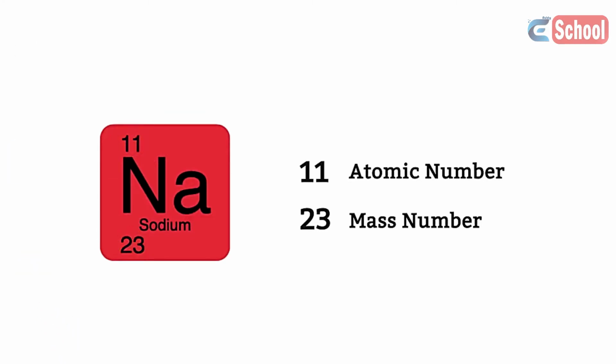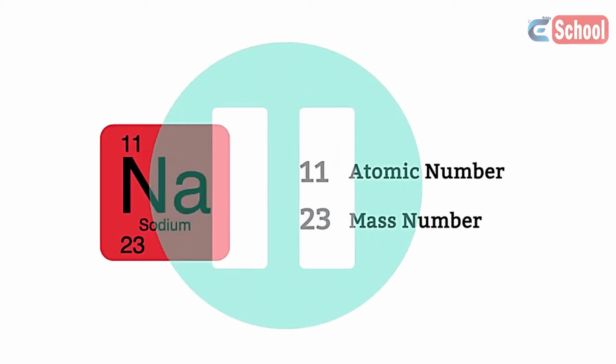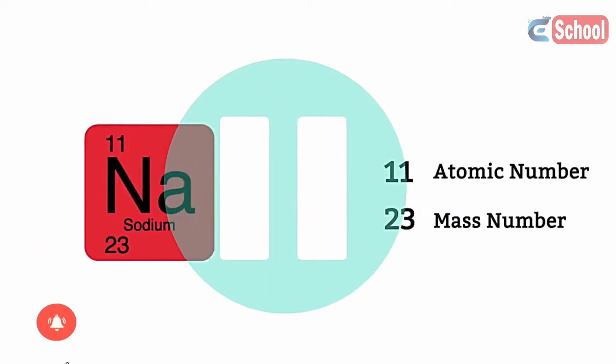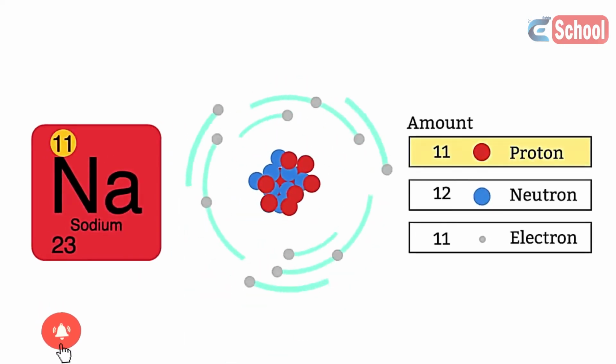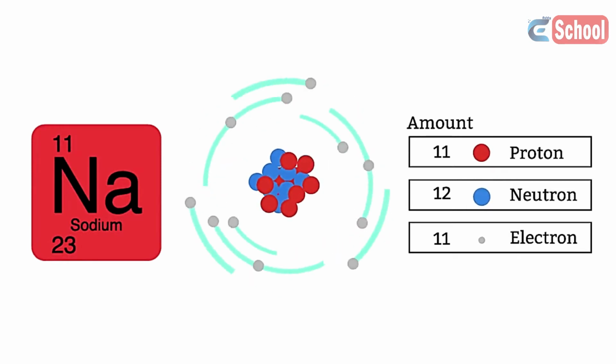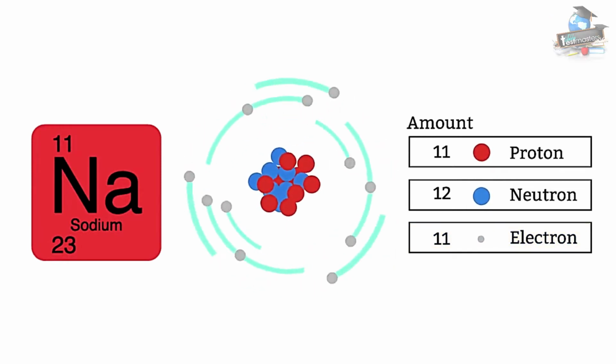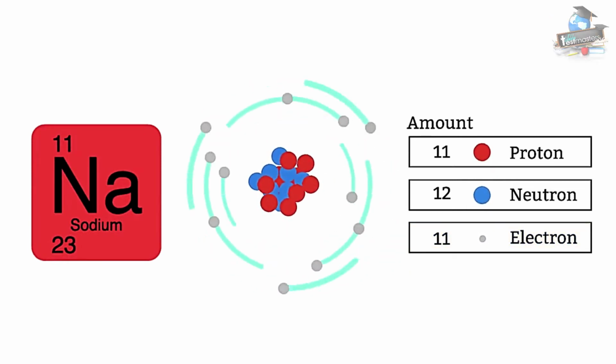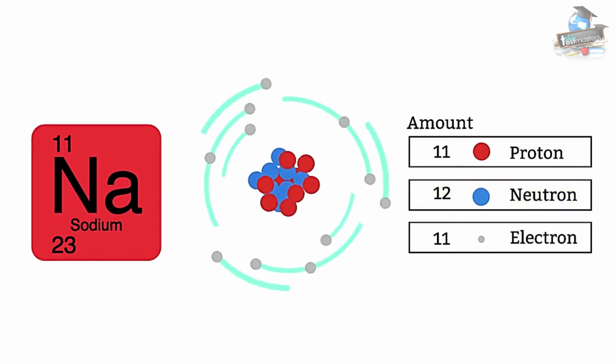How many protons, electrons and neutrons does it have? Pause the video whilst you count them. Time for the answer. There are 11 protons in sodium, because this is the atomic number, so there must be 11 electrons too. There are 23 minus 11 neutrons, which makes 12.